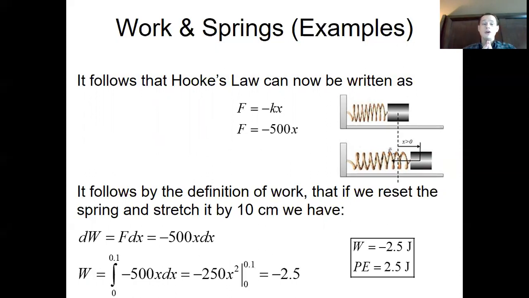But they asked you what the potential energy in the spring was. If you go back to those other slides, potential energy is just negative work. So if your work was negative 2.5, that means the potential energy the spring gained in this case is 2.5 joules.